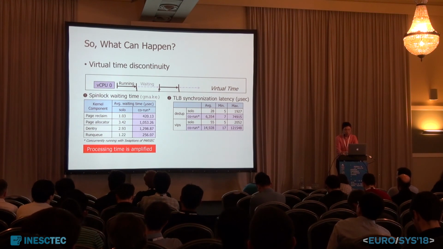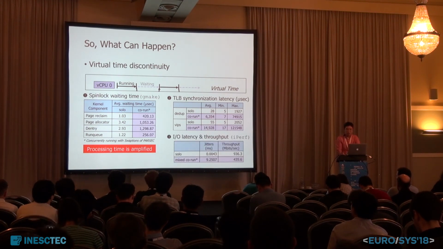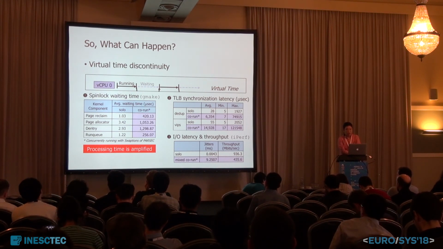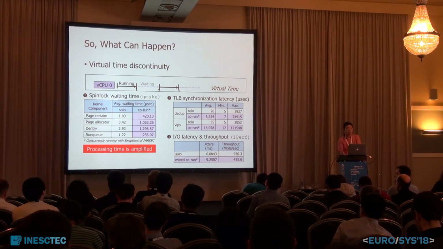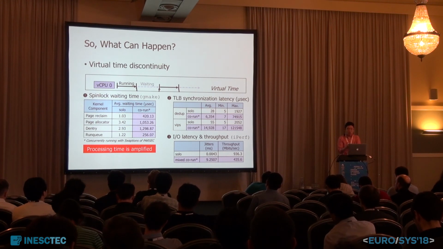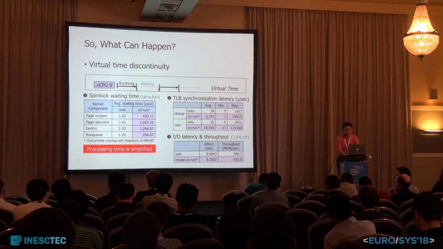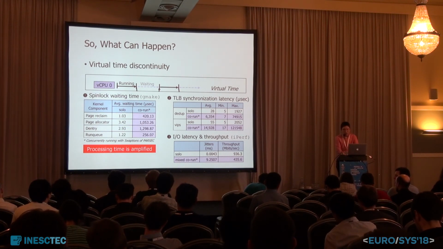In addition to that, the processing time of I/O interrupts can be significantly delayed in mixed co-running environments, which means a virtual machine serves both CPU-intensive and I/O-intensive workloads together. In such a case, both jitter and throughput of the iperf benchmark are highly affected.